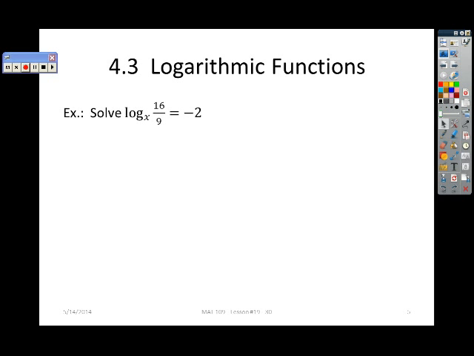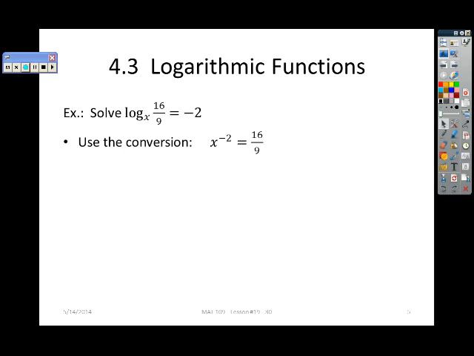So we can now do things like put our variable as the base and get an equation of that type, where what is the base that if I take the logarithm in that base of the number 16 over 9, I will get minus 2. In other words, what base, if I raise it to the minus 2 power, will give me 16 over 9?